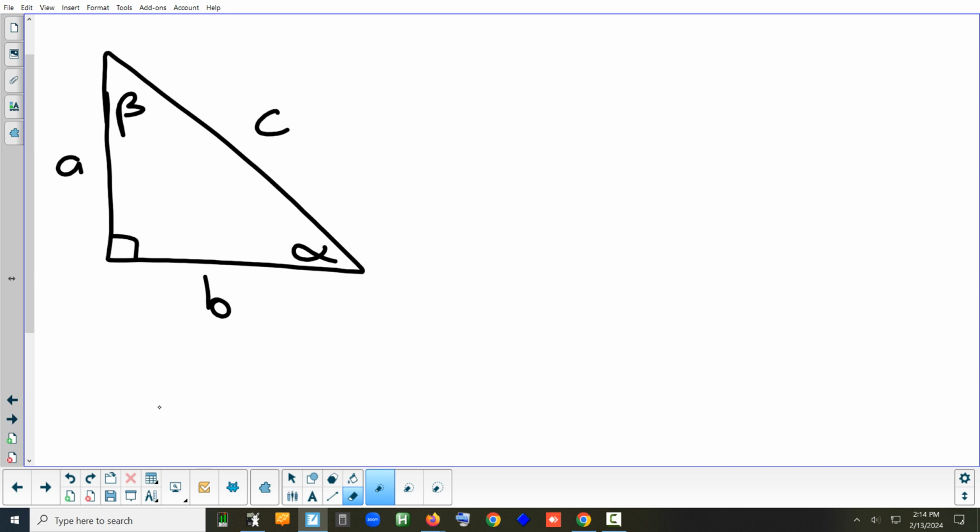The reason why we use English letters for sides and Greek letters for angles is so there's no confusion. If I say, what'd you get for alpha? You know I'm talking about an angle. If I say, what'd you get for B? You know I'm talking about a side. Some textbooks will use capitals and lowercases. To me, that gets confusing.